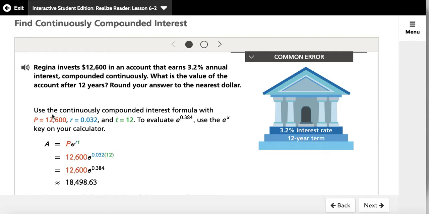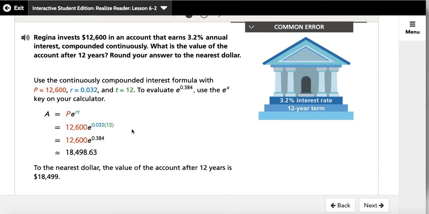All right. So we have the initial amount, P, is $12,600. The rate is 3.2%, but then you're going to move the decimal over 2 places, so you have 0.032. T is 12 years, and then we plug it in. 12,600 e to the 0.032 times 12. On the previous stuff, we had 1.032, but this isn't asking for the 100%. You just need to put in the rate, the annual interest.